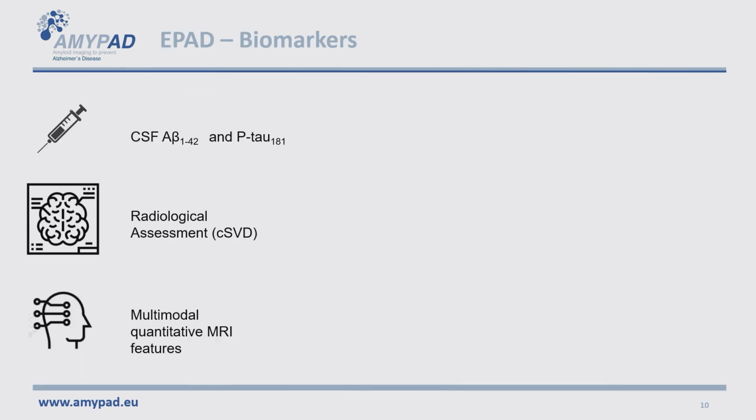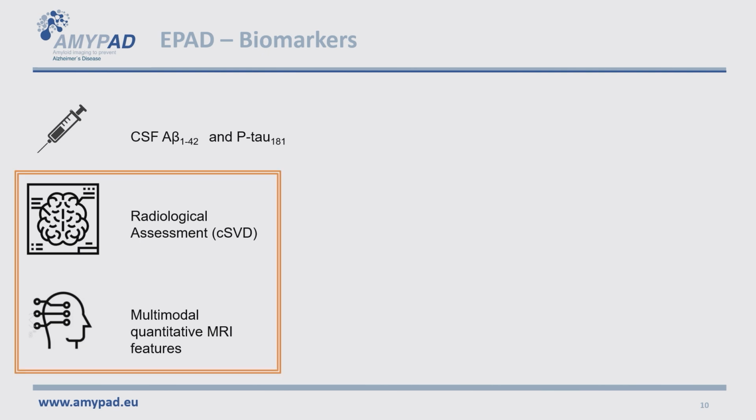So we wanted to predict some outcomes with this genetic information, the global PRS and the pathway PRS. And in terms of outcome, we had CSF markers, but today we're going to focus on the imaging ones. And for this, we used the radiological assessment of images, especially related to cerebrovascular disease, and a series of multimodal quantitative MRI figures. All of these I'm going to explain in the next slides.